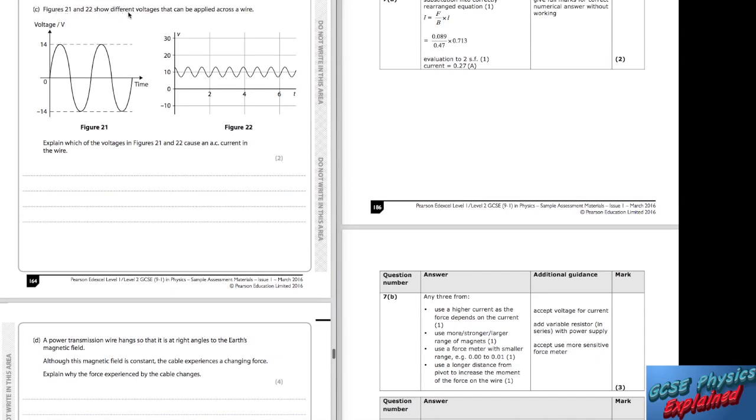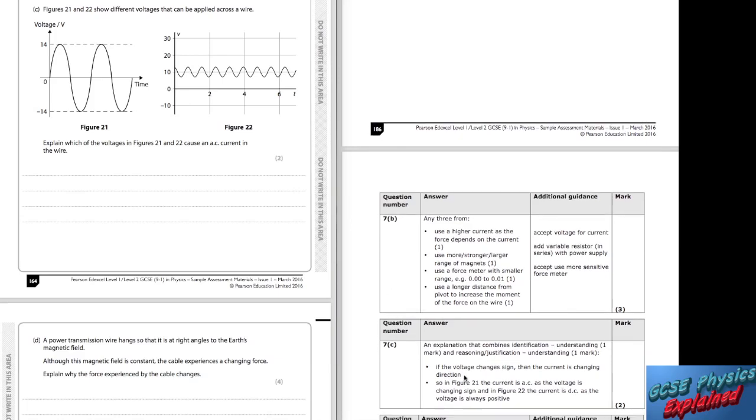C. Figures 21 and 22 show different voltages that can be applied across a wire. Explain which of the voltages in figure 21 and 22 cause an alternating current in the wire. If the voltage changes sign, so it goes from positive to negative, then the current is changing direction. So in figure 21, the current is AC because the voltage is changing sign. And in figure 22, the current is DC as the voltage is always positive. That's positive and then negative, so that's AC. Whereas this, it's going up and down, the voltage is always positive.